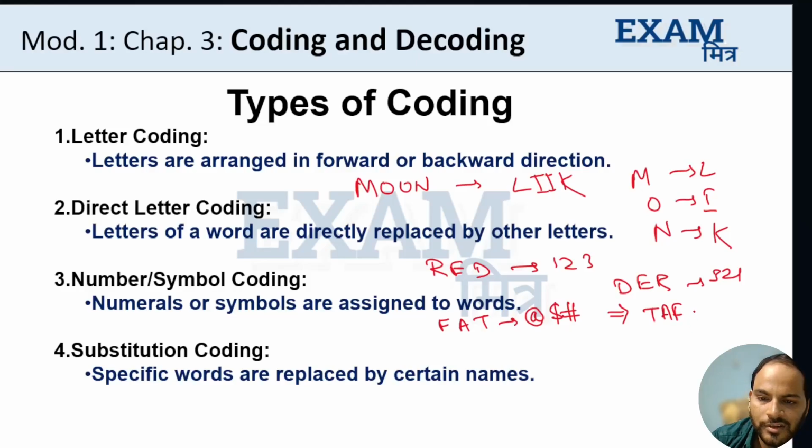TAF. This TAF will be coded as hashtag, dollar, at the rate. So this is letter or symbol coding. Again, there is substitution coding. Specific words are replaced by certain names. These words have been totally replaced. We will see such type of coding in examples as well. So let's move forward and go through those examples.